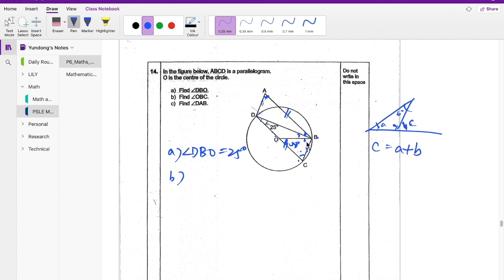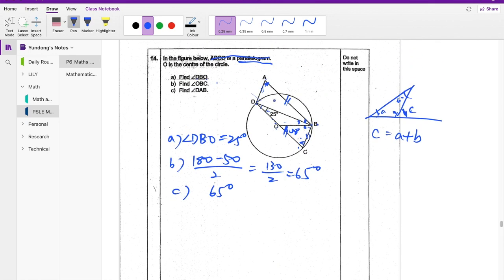Then for OBC, it is 180 minus 50 divided by 2, which is 130 divided by 2, which is 65. Then for DAB, as we just saw, ABCD is a parallelogram. Parallelogram means this angle equals this angle. So these angles are the same, so it's 65 degrees.